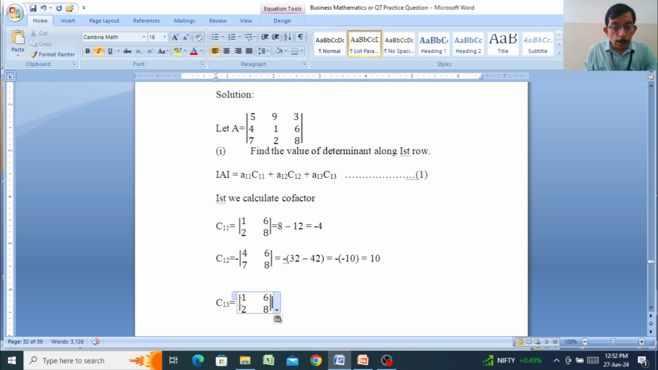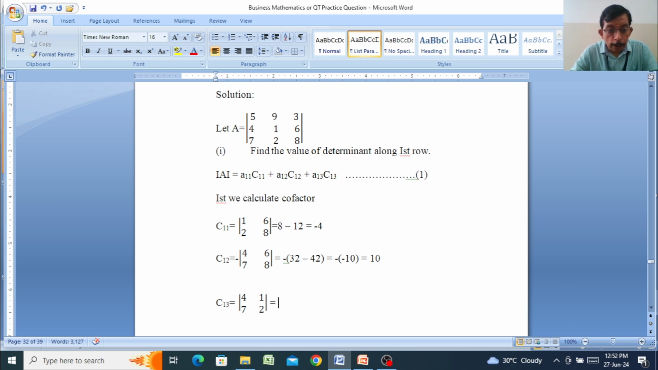The value of the minor is obtained by canceling out the first row, third column in matrix A. The remaining elements are 4, 1, 7, 2. Note down 4, 1, 7, 2. Now simplify.